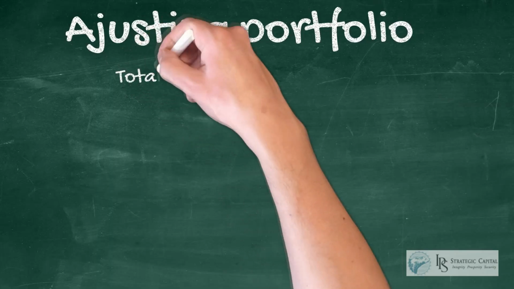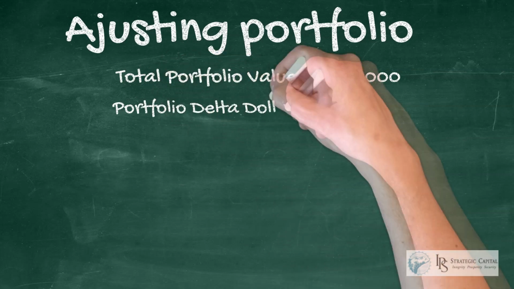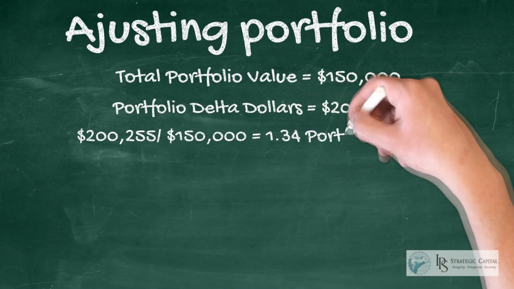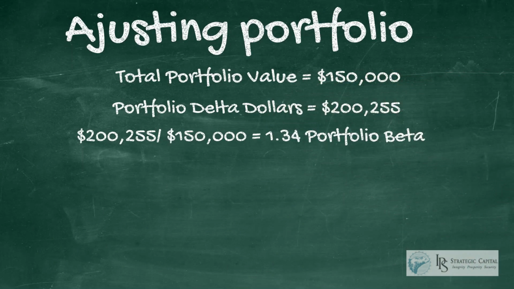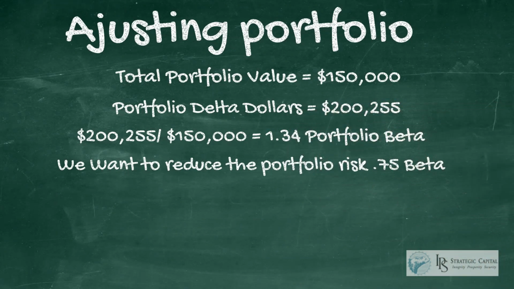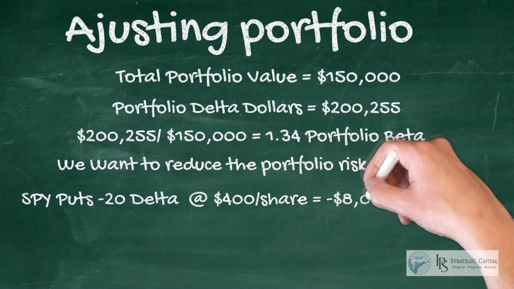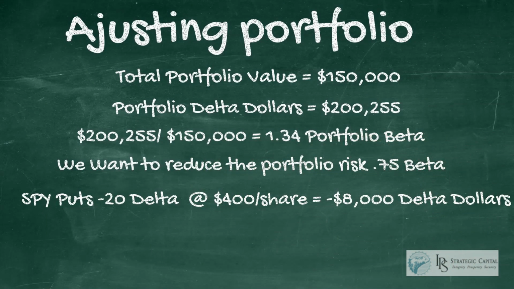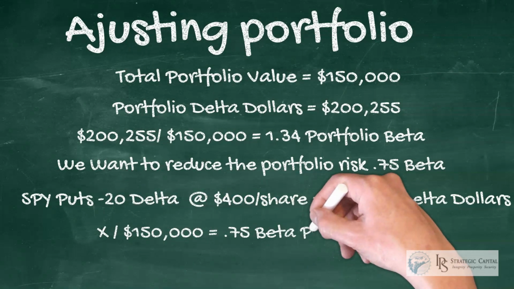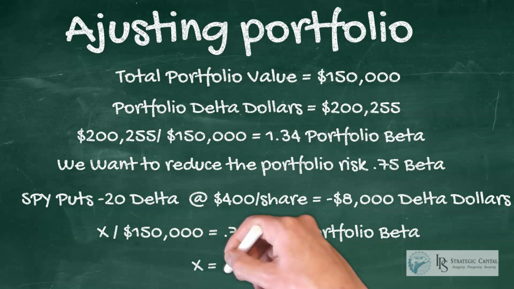Now let's assume our portfolio value is $150,000 total portfolio value. And now we know our total Delta Dollar position is $202,255. We're just going to divide the 150 into the 202 to come up with the beta, which is 1.34. We want to reduce the portfolio risk to 0.75. And we want to use SPY 20 delta puts, which represent about 8,000 deltas negative per put. So we solve for X, which is 112,500 Delta Dollars.